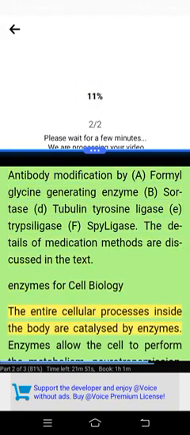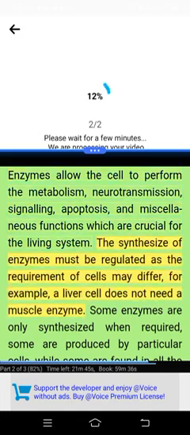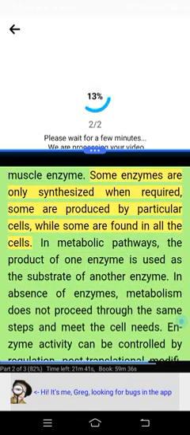Enzymes for cell biology. The entire cellular processes inside the body are catalyzed by enzymes. Enzymes allow the cell to perform metabolism, neurotransmission, signaling, apoptosis, and miscellaneous functions which are crucial for the living system. The synthesis of enzymes must be regulated as the requirement of cells may differ. For example, a liver cell does not need a muscle enzyme. Some enzymes are only synthesized when required. Some are produced by particular cells, while some are found in all the cells.